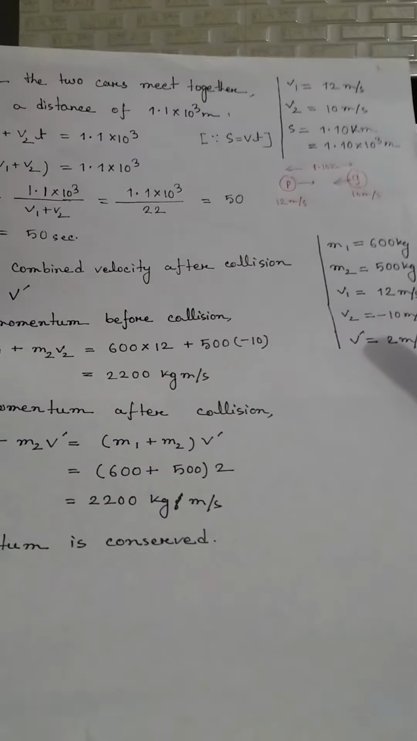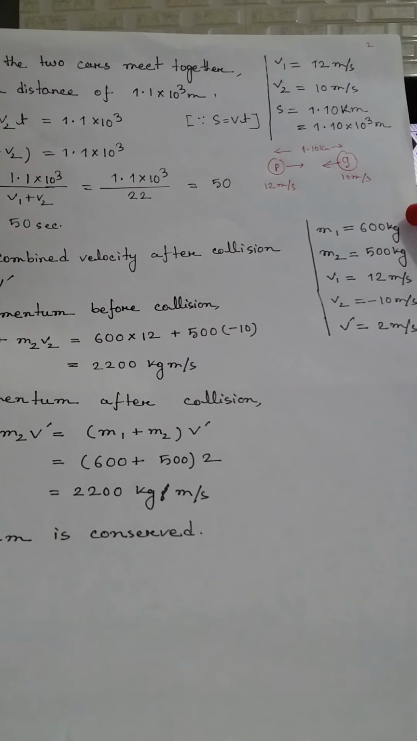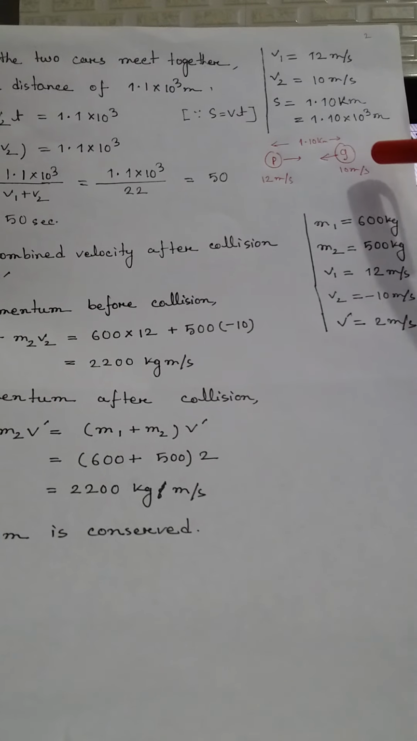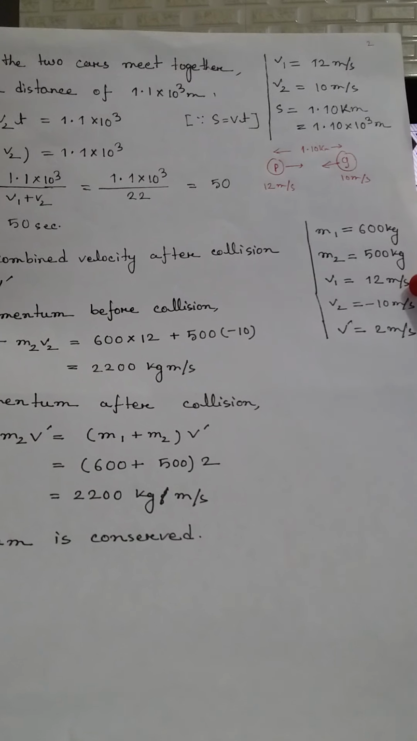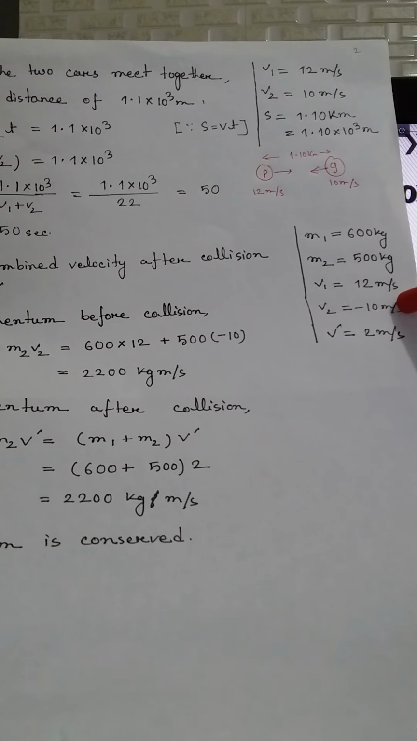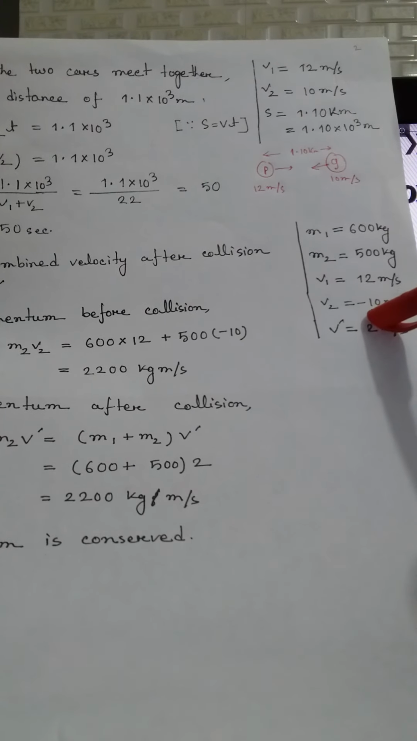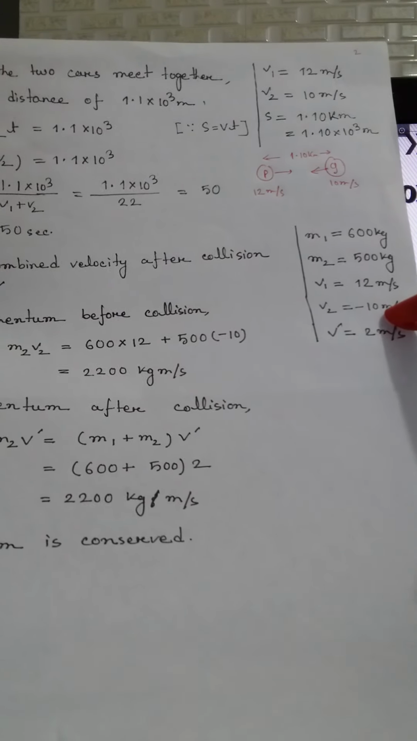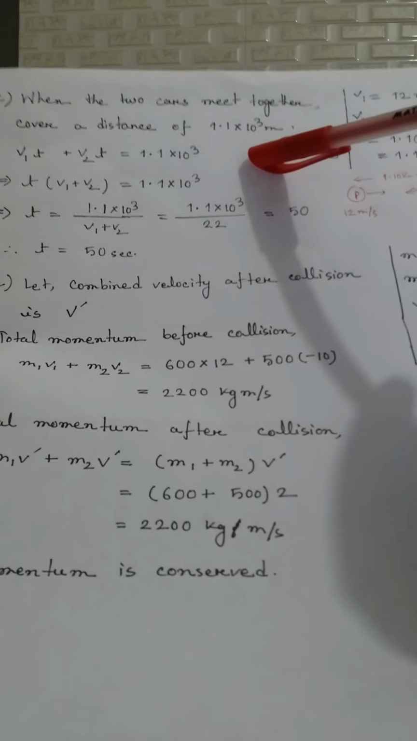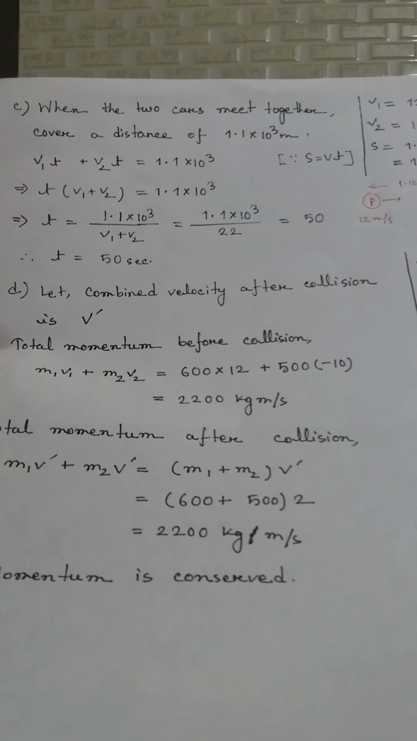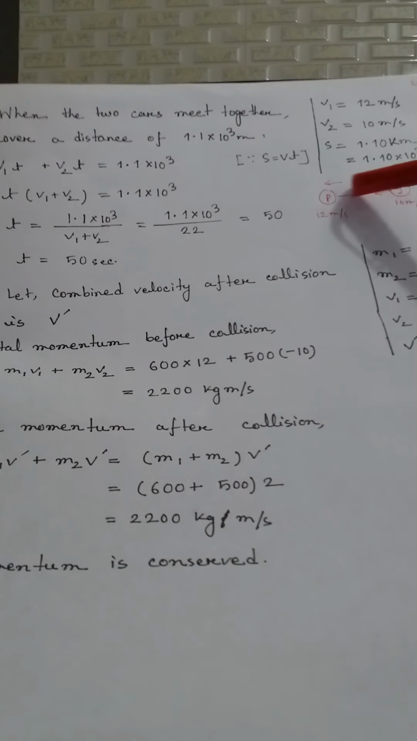So here are the given values. m1, the mass of P, is equal to 600 kg, and m2, the mass of Q, is 500 kg. v1 and v2 are given in the question. Just look here, we have given v2 with a minus sign. The velocity v2 is given here with a minus sign, but in the first calculation, in part C, we haven't counted the minus sign, because this is the measurement of the distance.